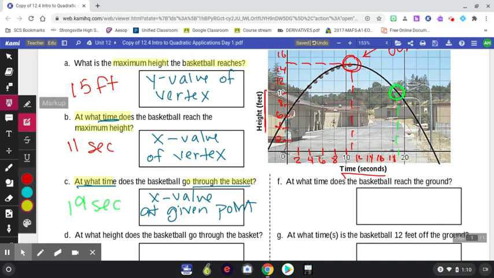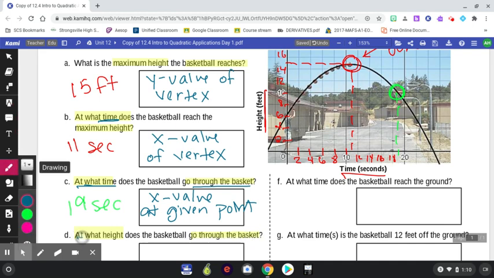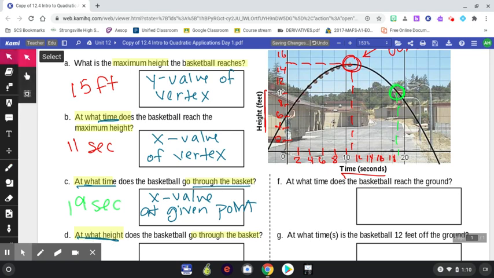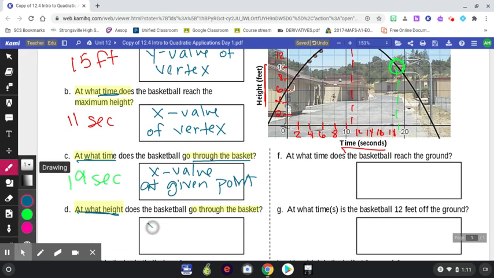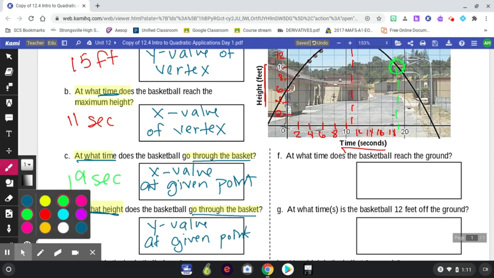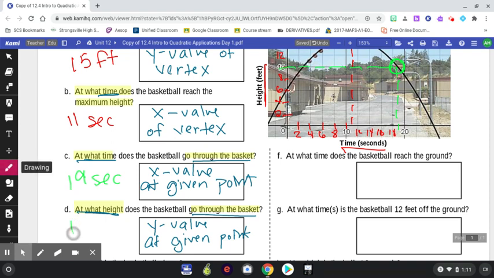D says, at what height does the basketball go through the basket? And so because it's talking about a height, I need to answer my question related to a y value. And specifically a y value at an indicated point or a given point, in this case going through the basket, okay? So again, going through the basket, I circled that, and I'm going to drag that across to look at the y-axis. And it looks like the height that it goes through the basket is 10 feet.